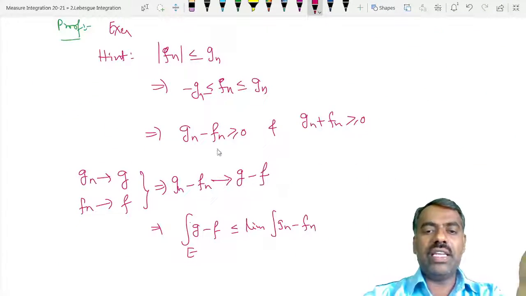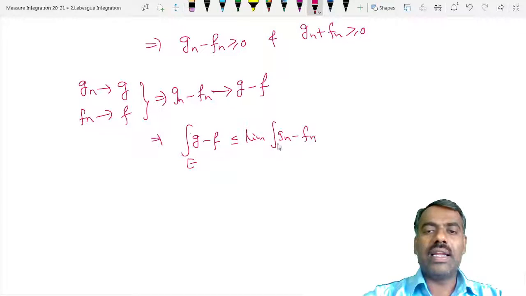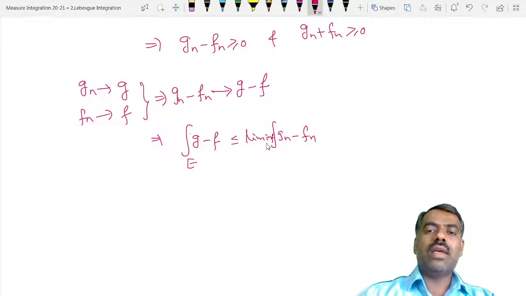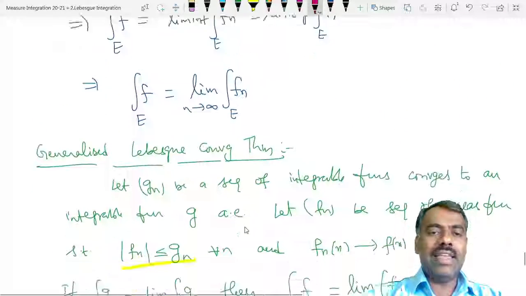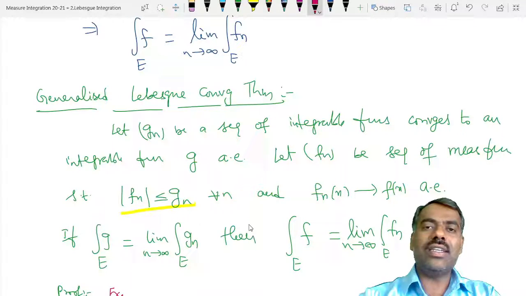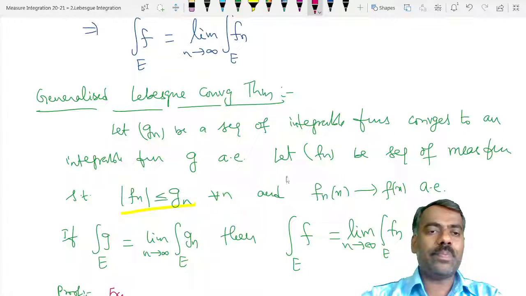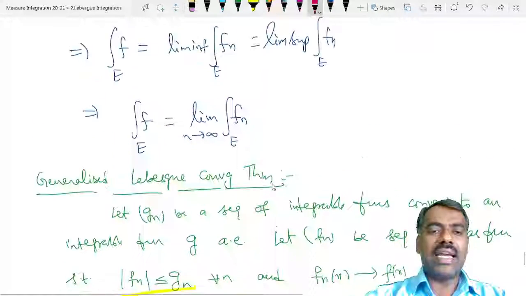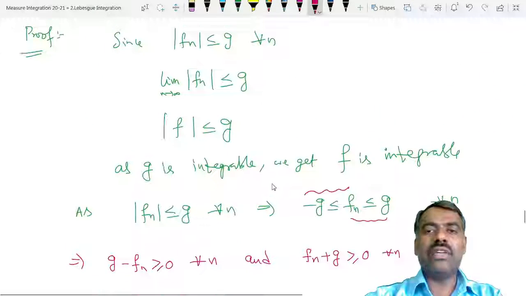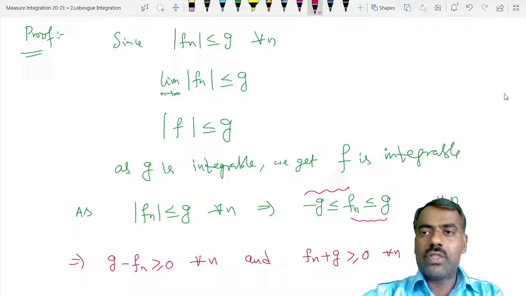I have written everything here, that much only you have to follow now. Take this as the limit, this as the limit, and complete it. If you have difficulty, you ask, and I'll explain. If you don't ask, then you are the loser. So this is about how we have defined the Lebesgue integral of any measurable function, and we have seen their properties and the Lebesgue dominated convergence theorem. So we'll stop here.